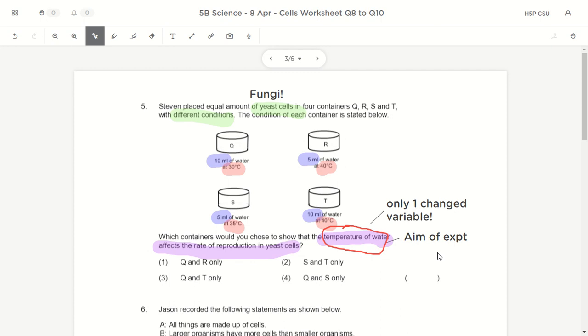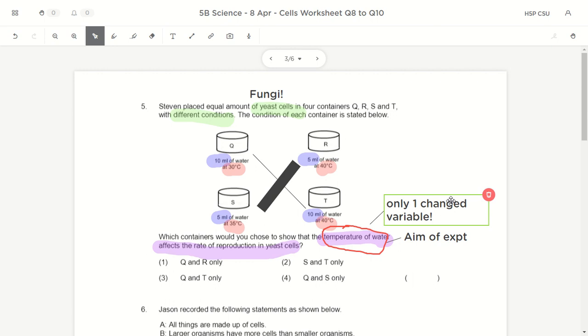So first I will look at containers with 2 different temperatures. Okay, I have 30 degrees, 40 degrees, 35 degrees, and 40 degrees. I can use 30 and 35, I can use 30 with 40, or even 30 and 40. So instead of looking at temperature, let's look at all the other variables like amount of water. I know I can only change temperature, so the amount of water must be the same. So let's tie them together. So I can use Q and T together. Why? Because both have the same amount of water, but both have different temperature, which is my change variable. I can also use S and R. Maybe I make the line thicker, like this. Okay, I can use S and R because both have the same amount of water, but both have different temperature, which is my change variable.